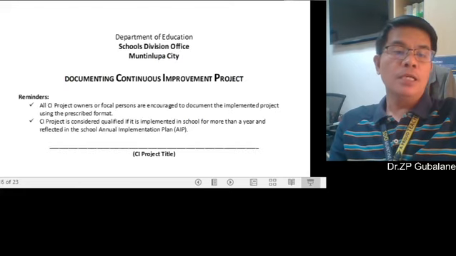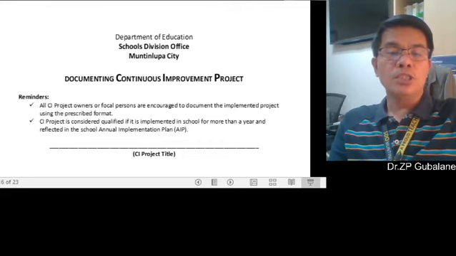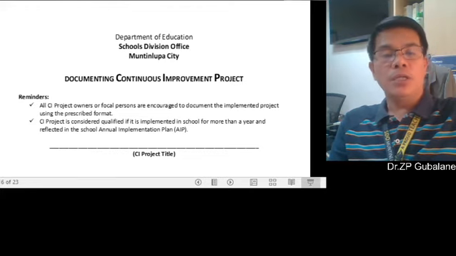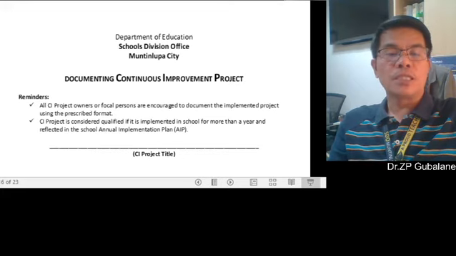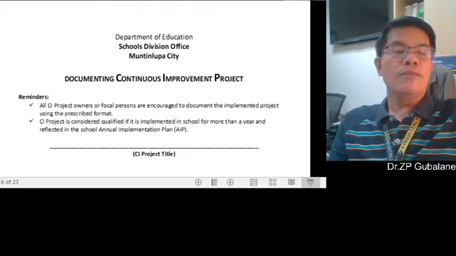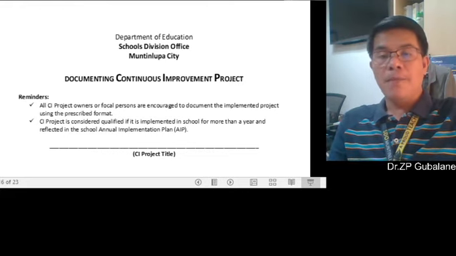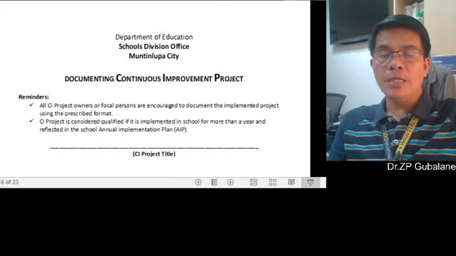Okay, moving on. This is how you are going to document your projects. Documenting continuous improvement project. There is a reminder there. All CI project owners or focal persons are encouraged to document the implemented project using the prescribed format. A CI project is considered qualified if it is implemented in school for more than a year and reflected in the school annual implementation plan. So, one characteristic of a CI project is that it should be continuously implemented, year after year.